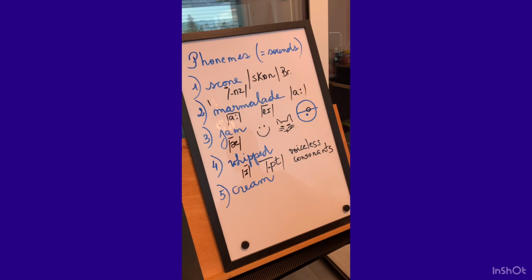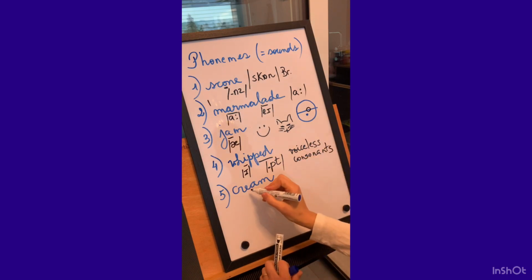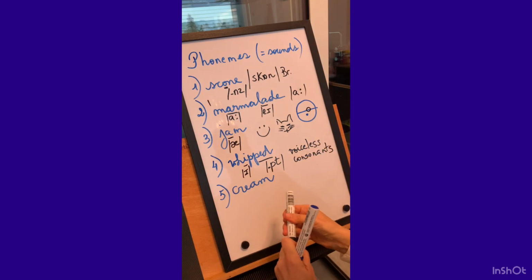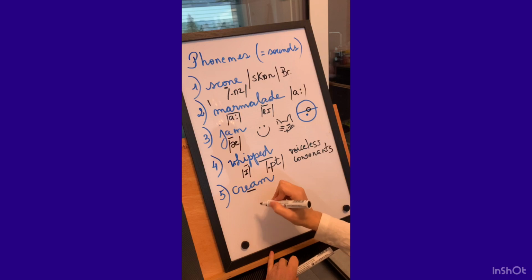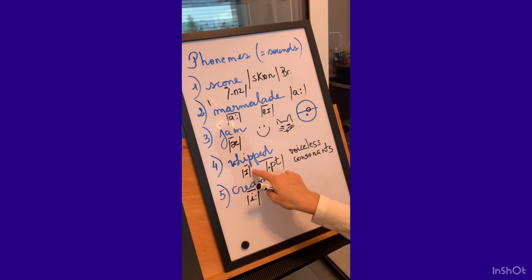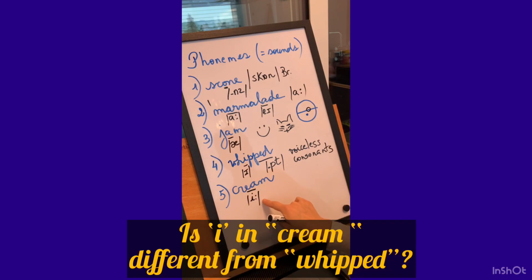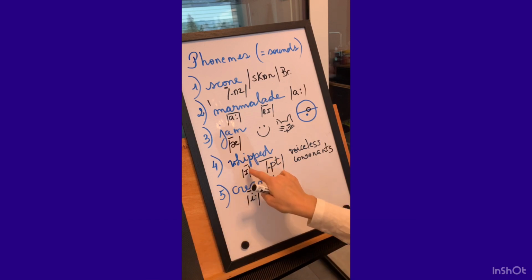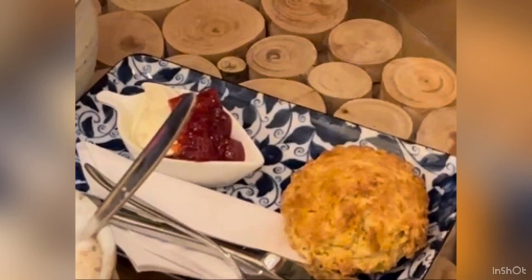And the last one is cream. What do you think? What about this sound here? The E sound, cream, and I pronounce the M too, but whipped cream. Is this different from this one? They are all letters I, right? I, and here, well, EA, but it's not the same E.